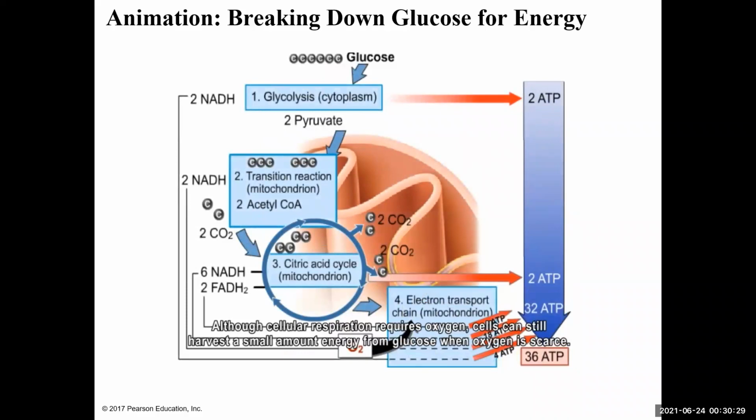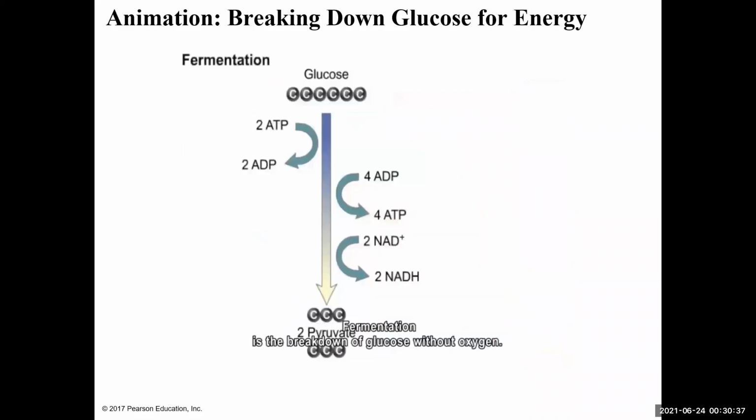Although cellular respiration requires oxygen, cells can still harvest a small amount of energy from glucose when oxygen is scarce. Fermentation is the breakdown of glucose without oxygen. It begins with glycolysis, which produces 2 molecules of pyruvate from a molecule of glucose. Importantly, it results in a net gain of 2 ATP and 2 NADH molecules.